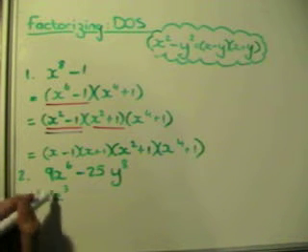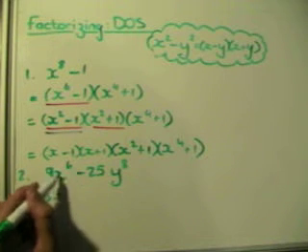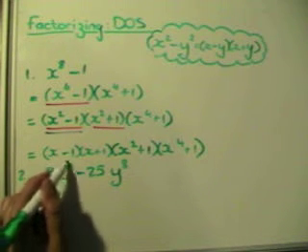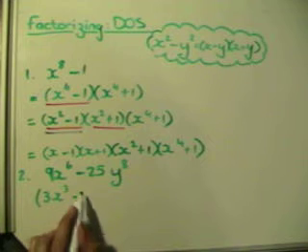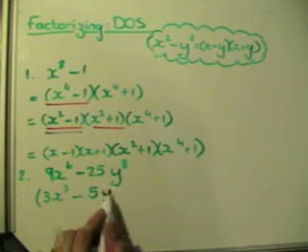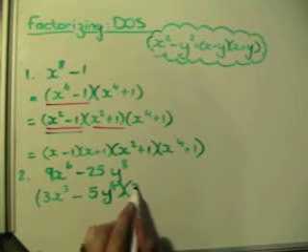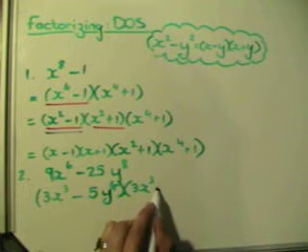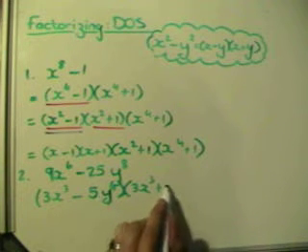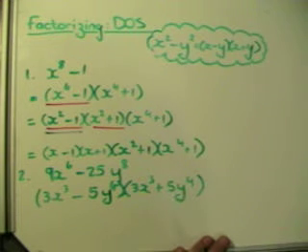For numbers I take the square root as usual, but the square root of x to the power of 6, because it's an exponent, I halve the exponent. And then for 25 the square root is 5, and I halve the exponent. And then I just put the same thing but with a plus, and there's not anything more that I can factorize there, so I'm finished.